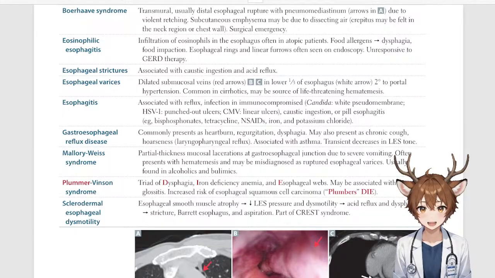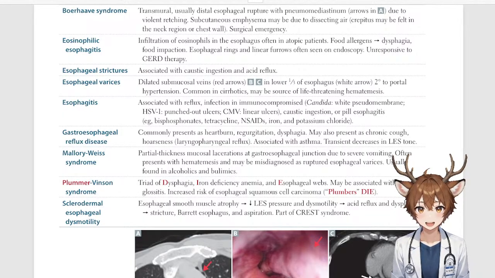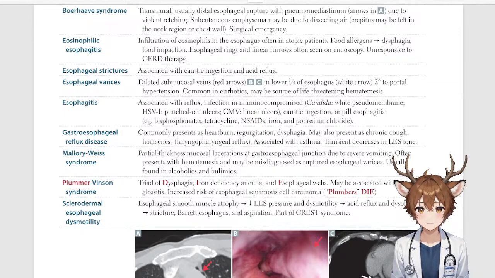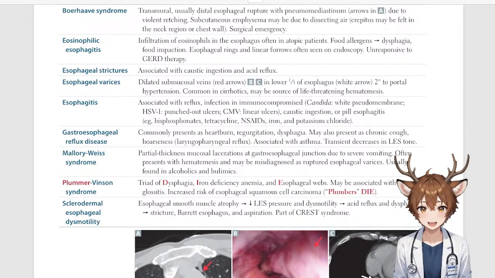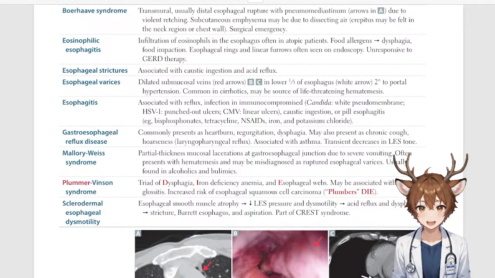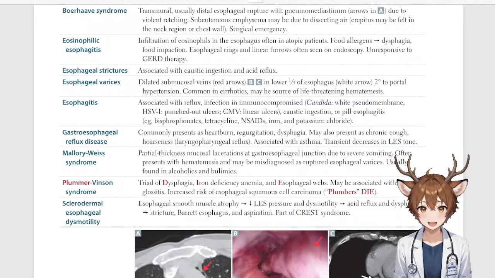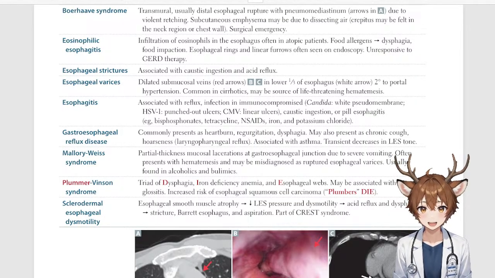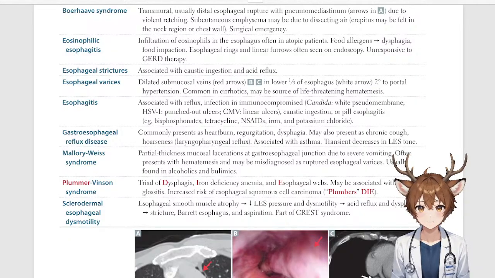Now this goes along with Boerhaave syndrome. Boerhaave syndrome: transmural, usually distal esophageal rupture due to violent retching. So what they're saying is basically that Boerhaave syndrome, which is spelled on the top of the screen, Boerhaave, which looks Dutch, is going to be kind of like a subtype of the overall esophageal perforation.